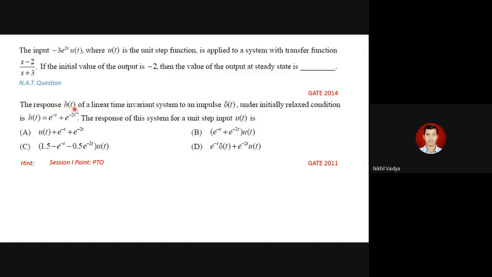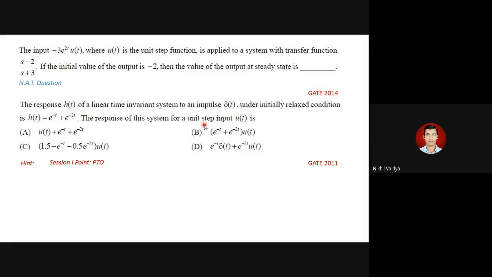The response h of t of a linear time invariant system to an impulse, where the impulse is indicated by del t, under initially relaxed condition, is h of t is equal to e raised to minus t plus e raised to minus 2t. What is the response of this system for a unit step input?